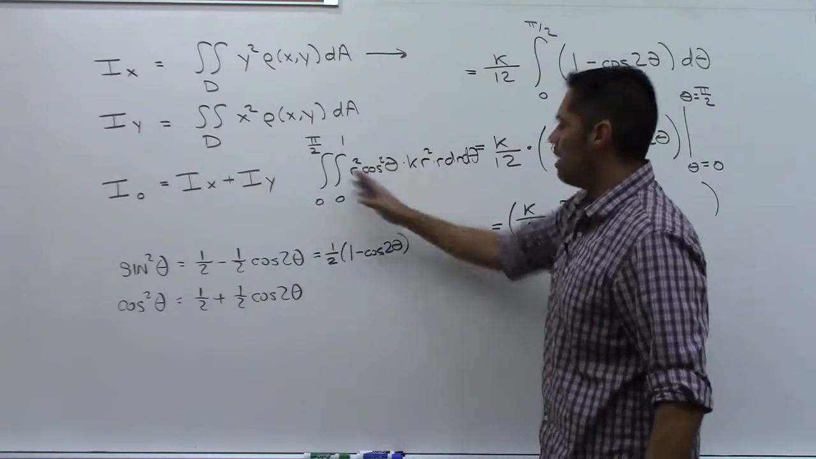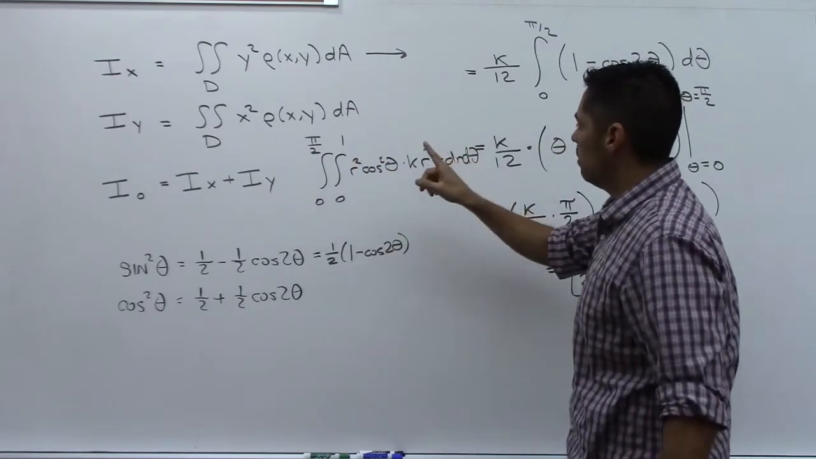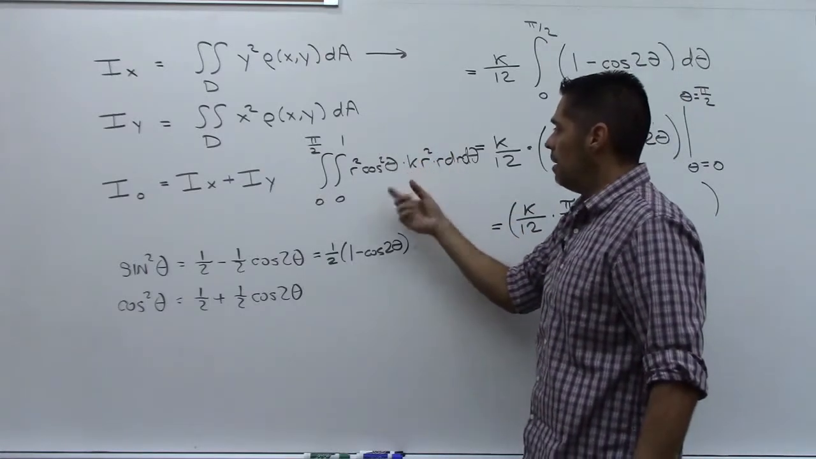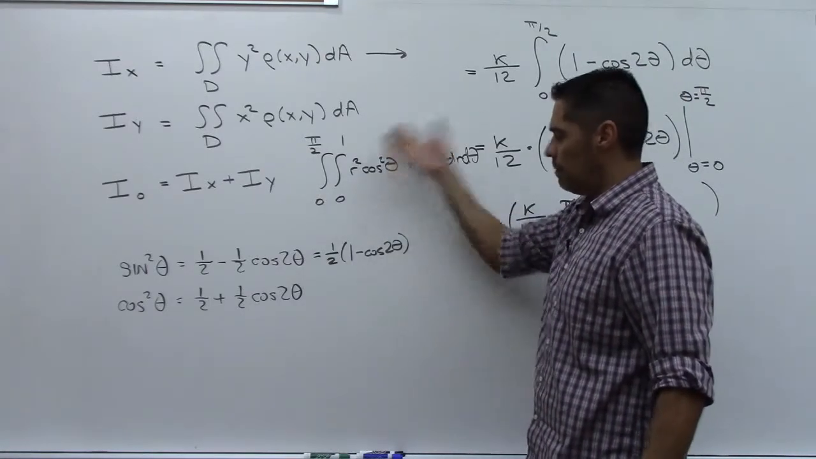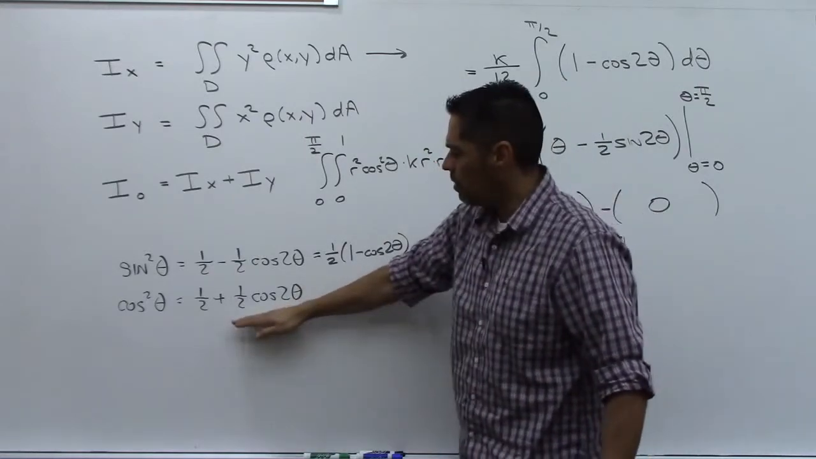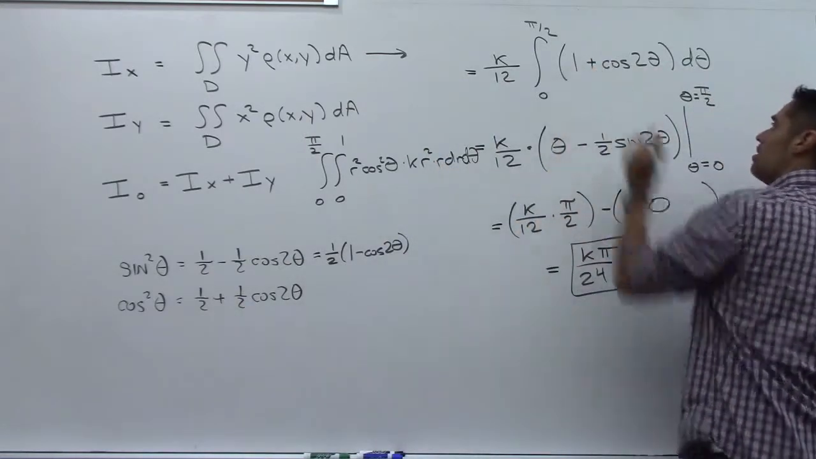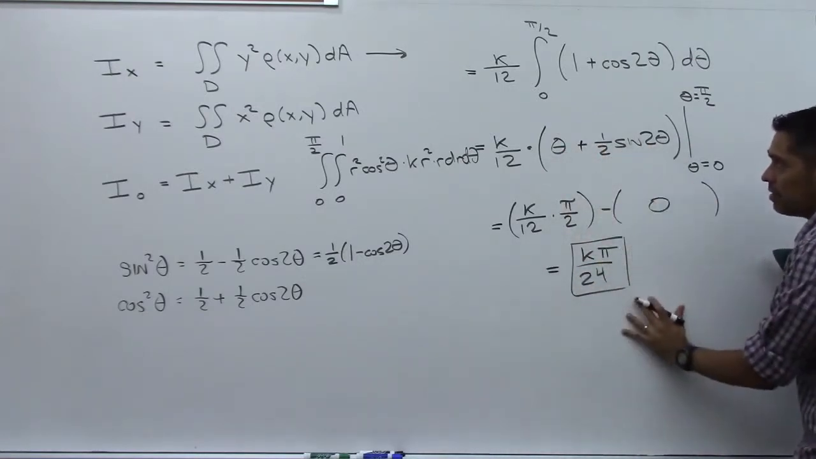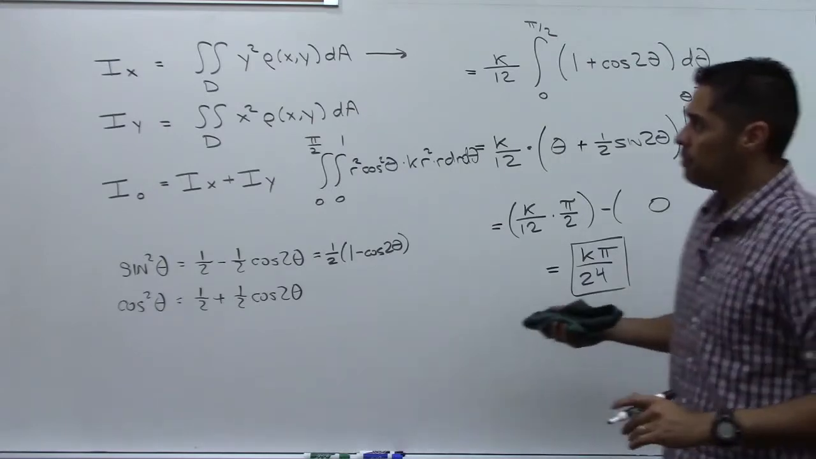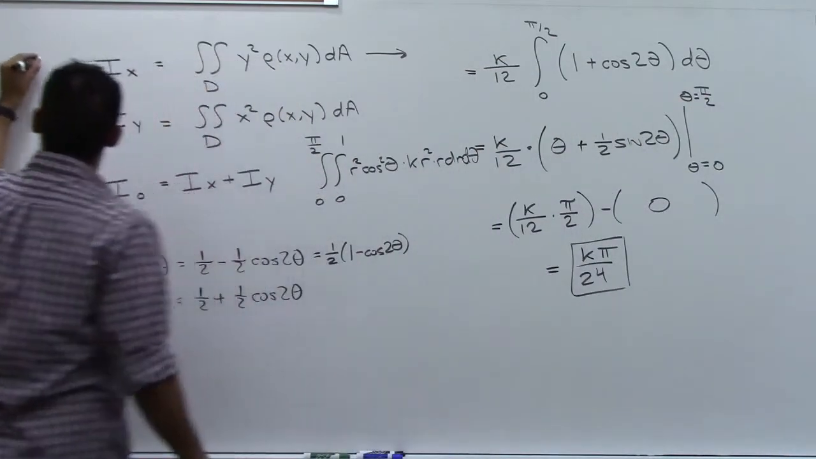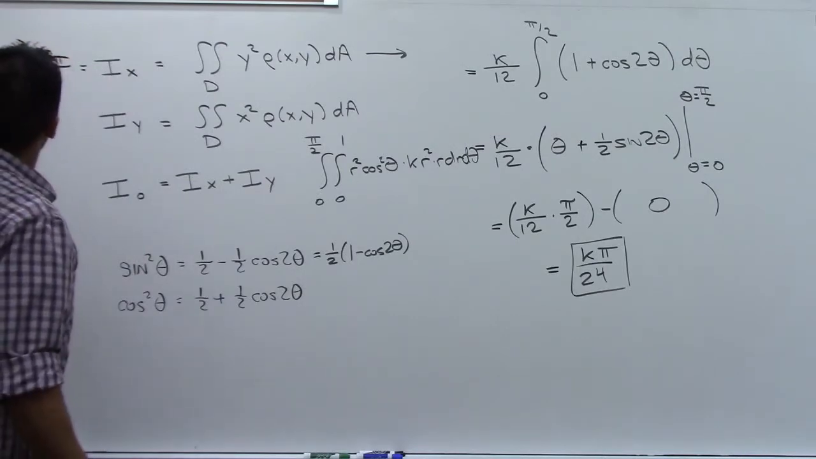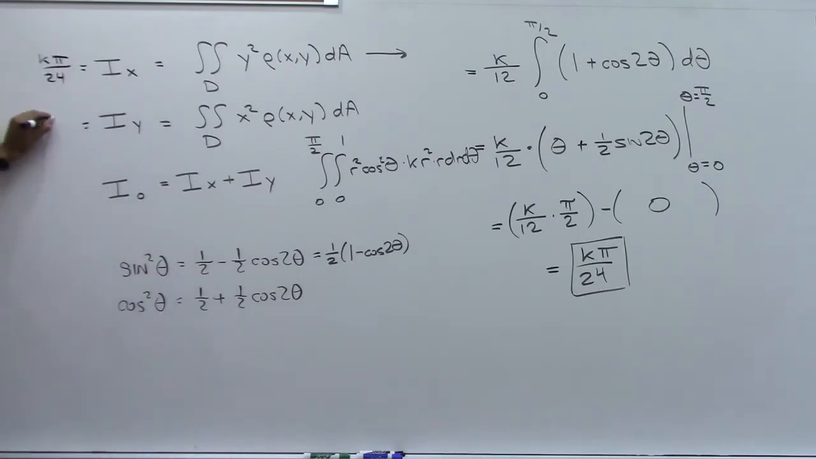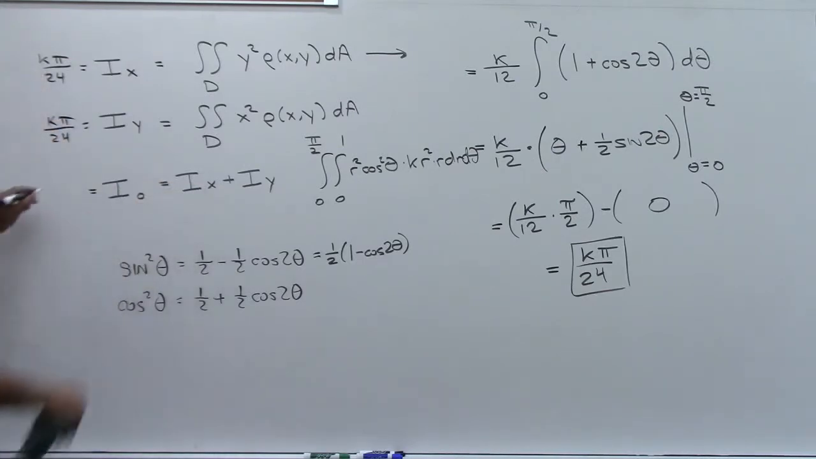And then the k comes out, and your integration of r is still the same, but you'll have to integrate cosine squared when you get past the r integration. And so you use this formula instead of this one, which changes this to a plus. That's the only difference, and it does not have any impact on the answer here. And so you should get, for both of these moments, this one should be k pi over 24, and this one should also be k pi over 24. And so when you add those two up, which is this answer, you get k pi over 12.